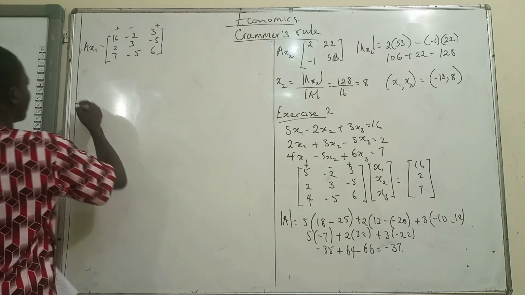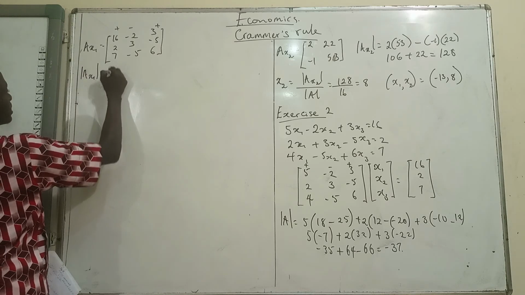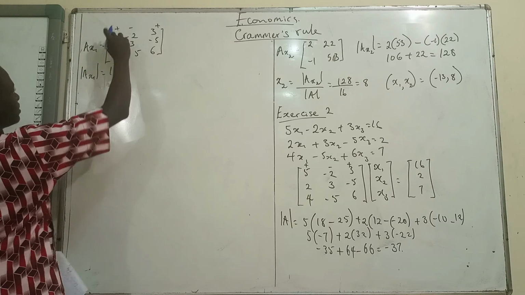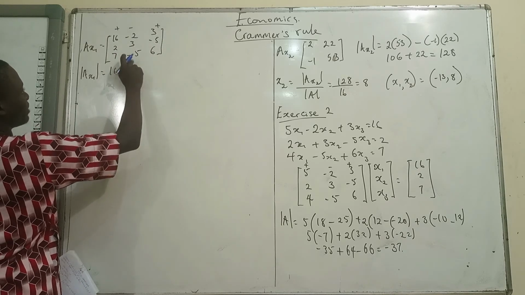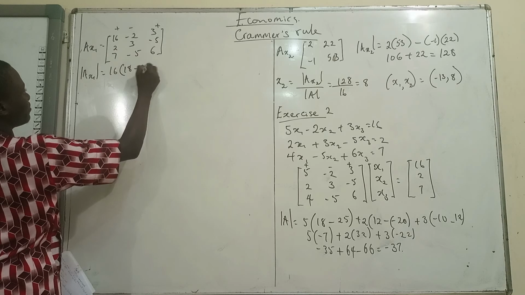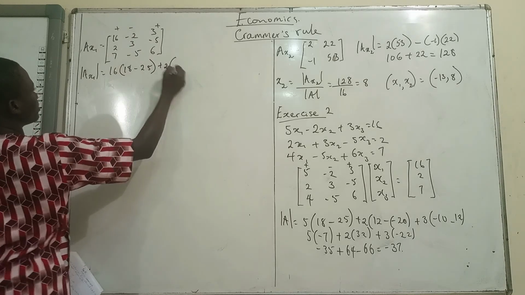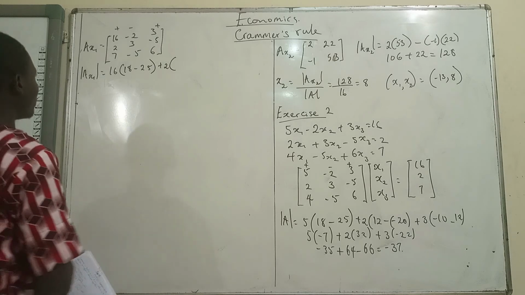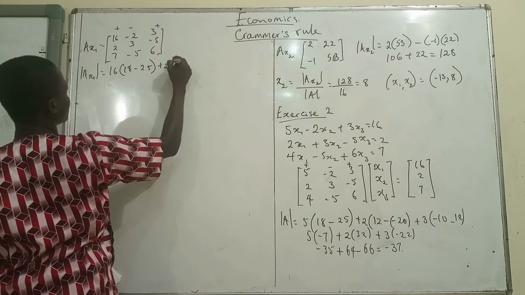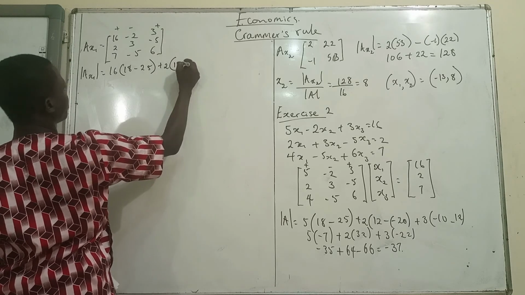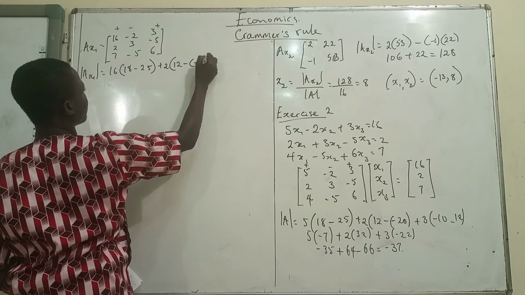So the determinant of AX1 is going to be 16 into bracket. This eliminates this. 3 times 6 is 18. -5 times -5 is 25. So we are done with that. And minus 6 is going to give us +2 into bracket. So it's so simple, right? This goes and this goes. So we have 2 times 6 is 12. Then minus 7 times -5 is -35.